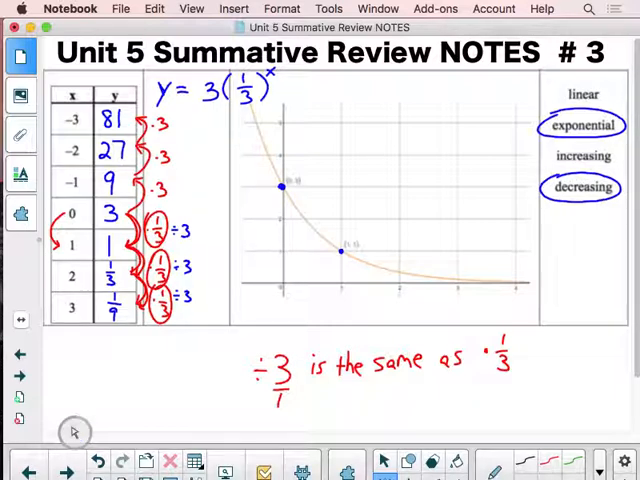Be very careful with this, folks. The assessment's going to be based upon, can you, given one thing, the table, the graph, or the function, write or fill in the other 2 parts?